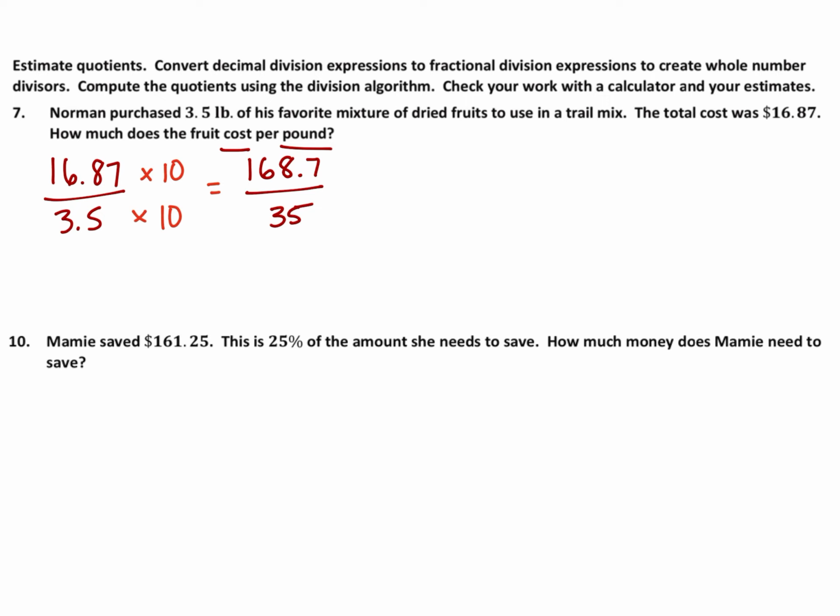We need to estimate. This is close to 200, and the bottom is close to 40. So if we did 200 divided by 40, how many 4s fit into 20? Should come out to 5 as our estimate. Now we are going to do some long division to figure out what the actual answer should be.